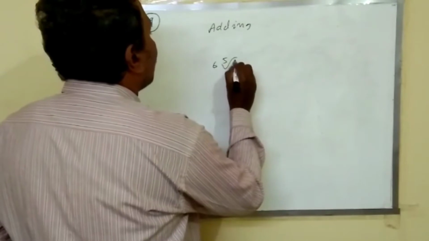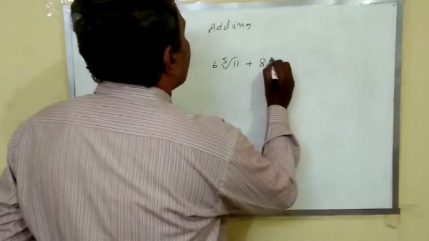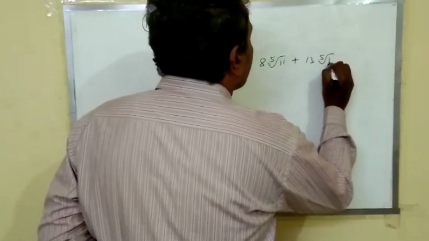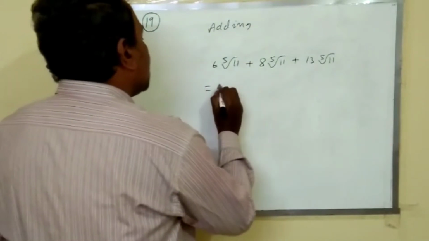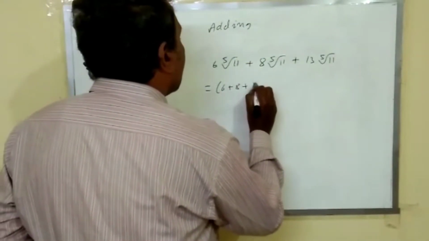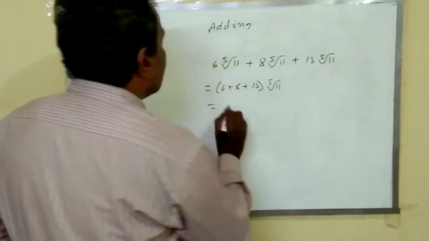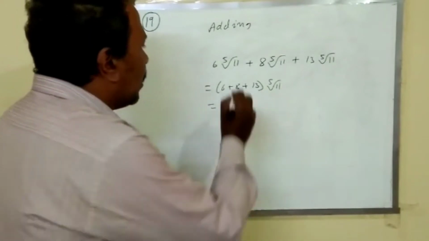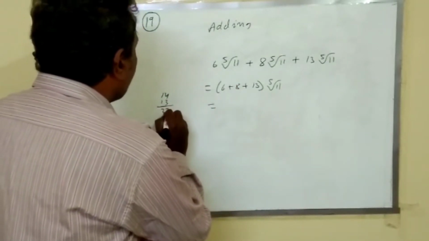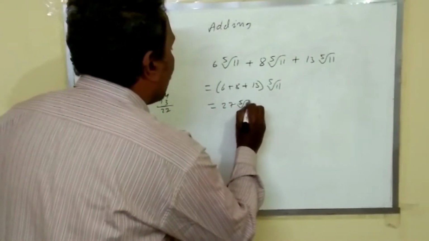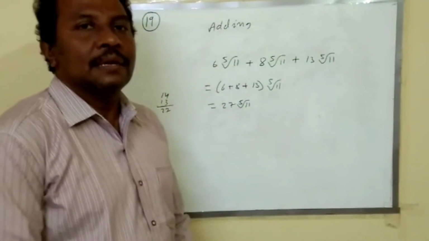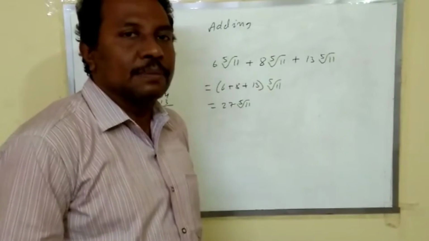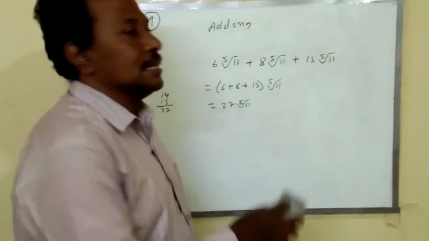6 fifth root of 11 plus 8 fifth root of 11 plus 13 fifth root of 11, which is equal to 6 plus 8 plus 13 fifth root of 11s. 6 plus 8 is equal to 14. 14 plus 13 is equal to 27. 27 fifth root of 11s. So from this what you understood? Addition of sets is possible if the sets are similar sets.